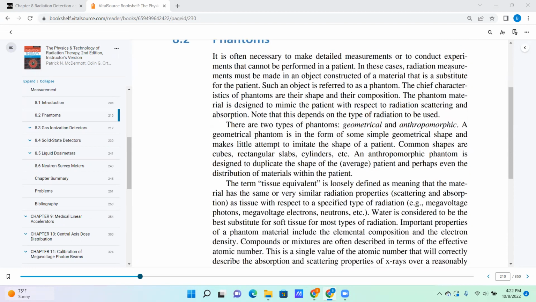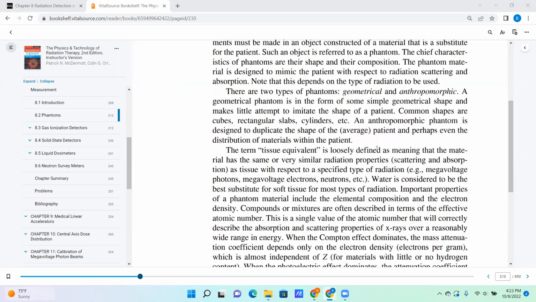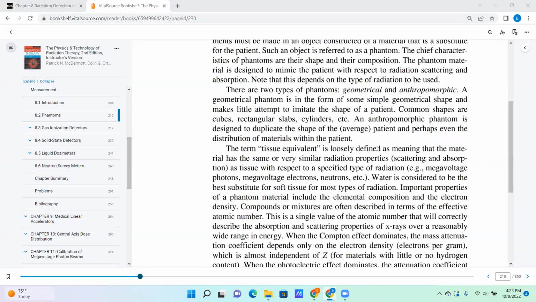And what we do is we find something that'll substitute for a patient, and that's referred to as a phantom. The chief characteristic is going to be their shape and composition. The phantom material is designed to mimic the patient with respect to radiation scattering and absorption. And so that obviously is going to depend on the type of radiation to be used. So this gives us an idea as to what sort of dose we're going to end up with.